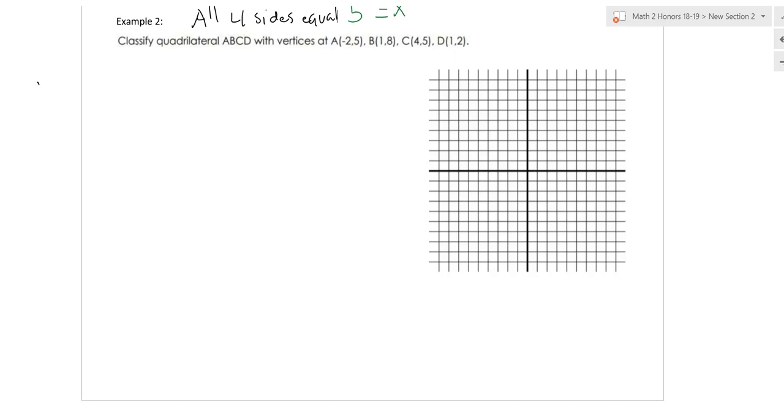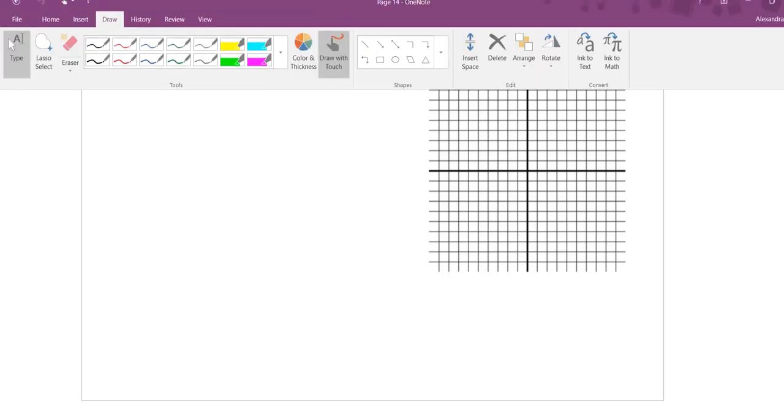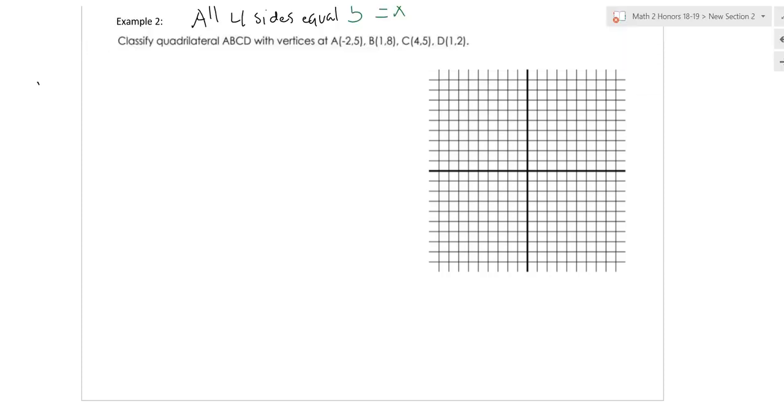Alright, we are just continuing with 6B.4. We're going to do 2 more problems since we did 1 in class. So we're going to do example 2 and example 3 for this video. So, example 2, classify the quadrilateral ABCD.